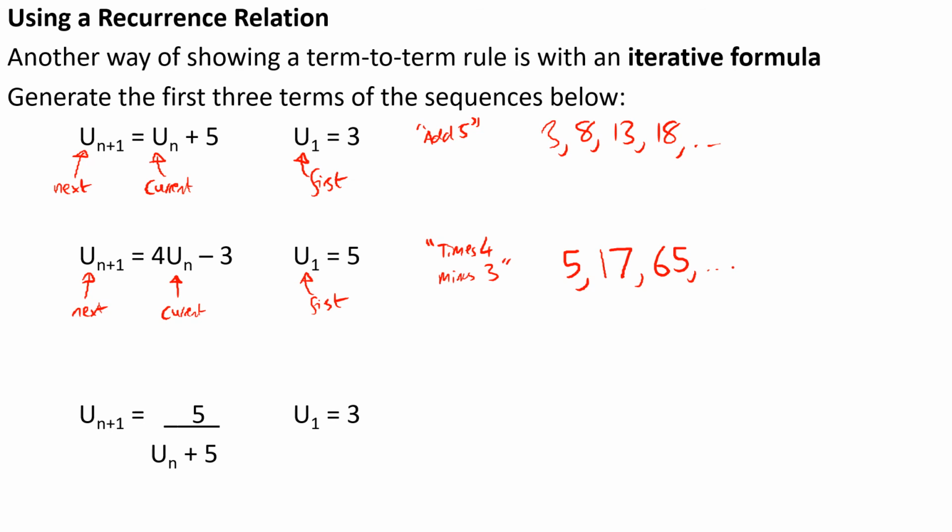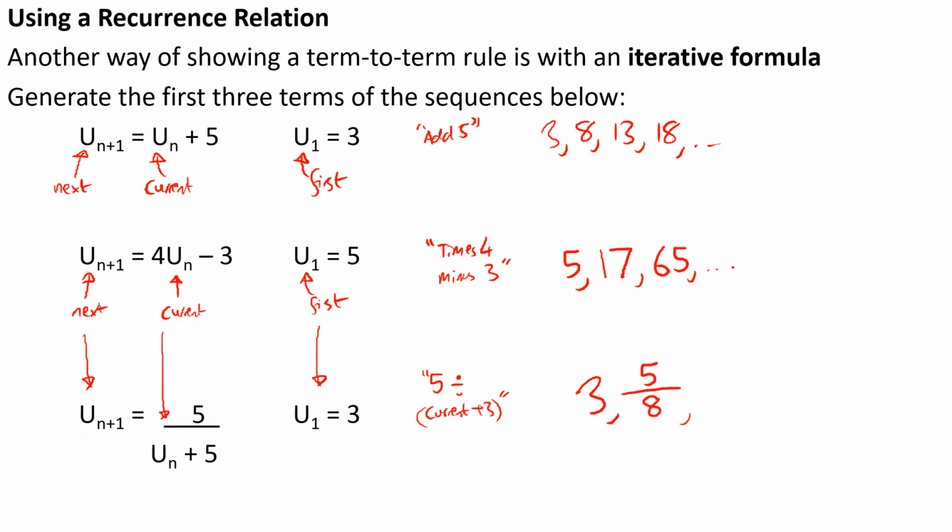Just keep going. And then lastly, we've got one which is going to be a bit trickier to work out. This is saying to get our next term, we do 5 divided by the current term plus 5. Okay, so I don't know how we'd write this in terms of words, but we do 5 divided by the current plus 3, I guess. That's kind of saying the same thing. Well, let's work it out. And our first term is obviously 3. Start with 3. Our second term is going to be 5 over 3 plus 5. So it's going to be 5 over 8.